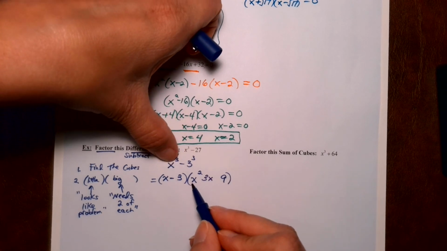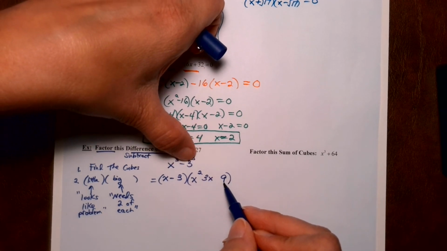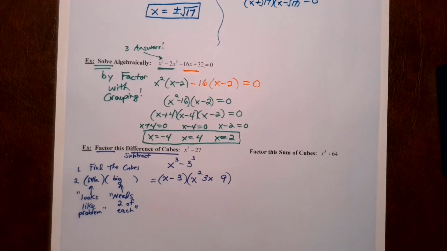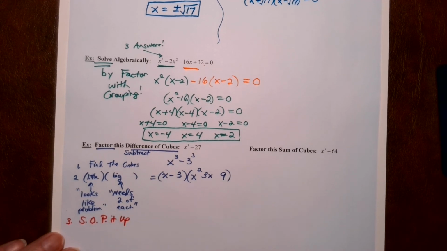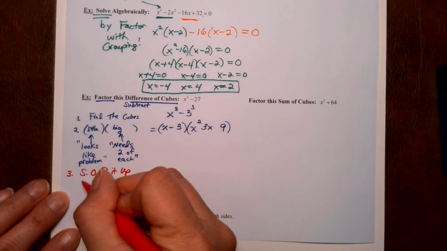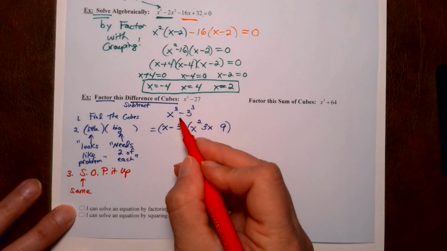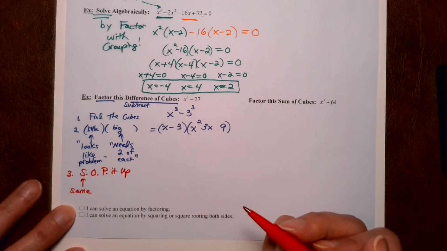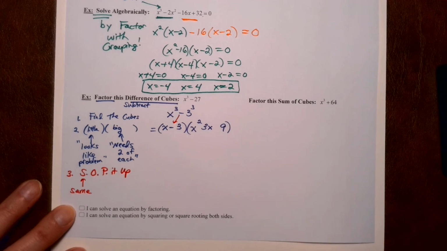Okay, 2 x's, x times 3, and then 3 times 3. Okay, and then here comes the fun part. Step 3, you're going to sop it up. Sop it up. And what does sop stand for? Okay, the first sign is going to be the same. You see how it's a minus sign and a minus sign? Okay, so it's going to be the exact same as the problem.